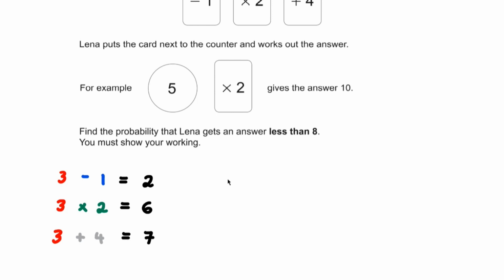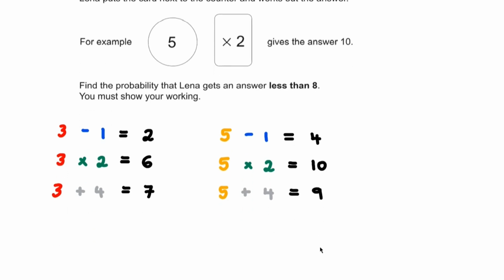Or I could start off with this 5. I could subtract 1 from it, and doing so, I get 4. I could start off with this 5, then multiply it by 2, and that will get me 10. Or I could have this 5, I could then add 4 to it, and that gets me 9.